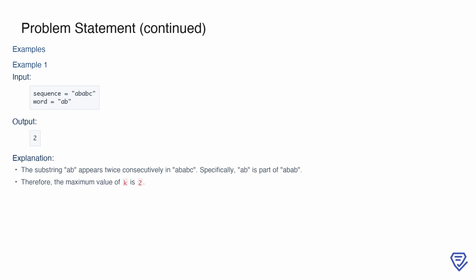To clarify the problem further, let's look at an example. Suppose sequence is ababc and word is ab. Here, the substring ab appears twice consecutively within sequence. Specifically, it forms the block abab, which corresponds to k equals 2. Since ab is repeated 2 times in a row, the maximum value of k is 2. This example demonstrates how to calculate k by identifying consecutive repetitions of word within sequence.